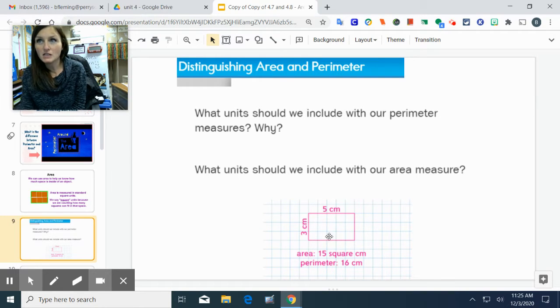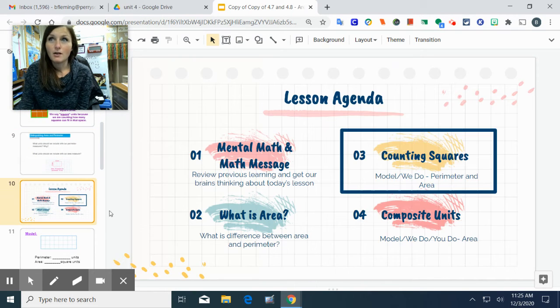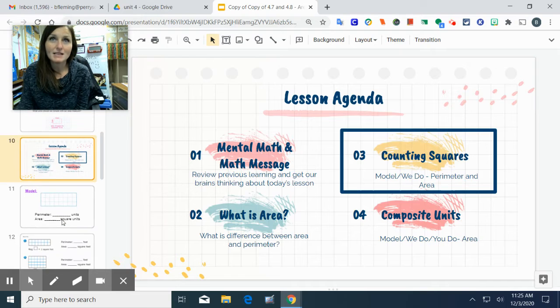So for example, this one is going to be square centimeters because this is a centimeter here, here, here, and here, all the way around to the area inside. This is a centimeter square. And so this is 1, 2, 3 squares by 1, 2, 3, 4, 5 squares. So perimeter is just going to be centimeters because that's all we're doing. But area is going to be the squares. That's when we actually count those. All right, so today let's practice counting squares.